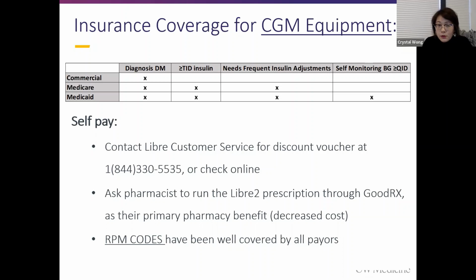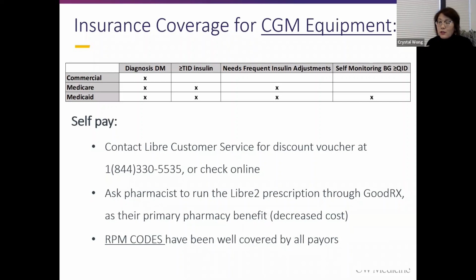So for the most part, commercial insurance will cover the CGM equipment, meaning the sensor and or reader if they need it, for any diagnosis of diabetes: type 1, type 2, meds, no meds, insulin, no insulin, etc. I have heard anecdotally from some patients who are in high deductible plans that when they get it from the pharmacy, even though it's quote unquote covered, the cost from insurance is astronomical, and they can actually get a better deal if they just ask the pharmacist to run it through GoodRx, or they go to a pharmacy where it's cheaper for cash. So that is just one thing.